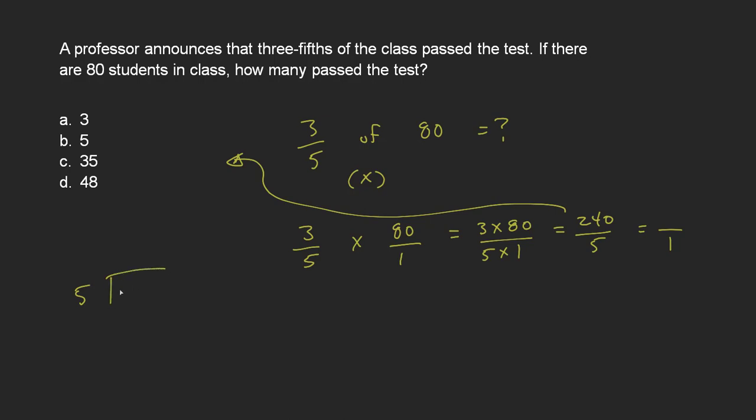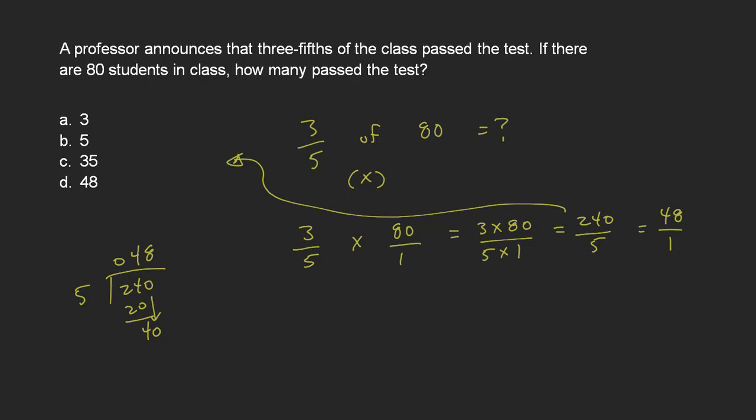5 into 240. Well, 5 goes into 2, no times. 5 goes into 24, 4 times. 4 times 5 is 20. This leaves a remainder of 4. 5 doesn't go into 4, but I can bring this down to get 40. 5 goes into 40 8 times. So my answer is 48 over 1.